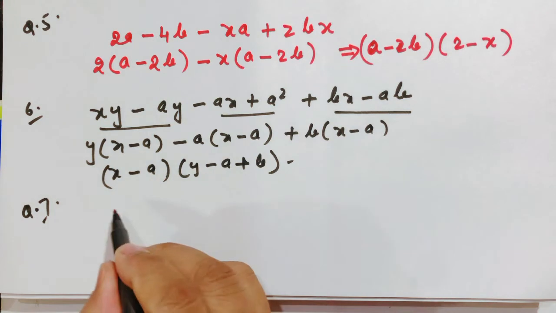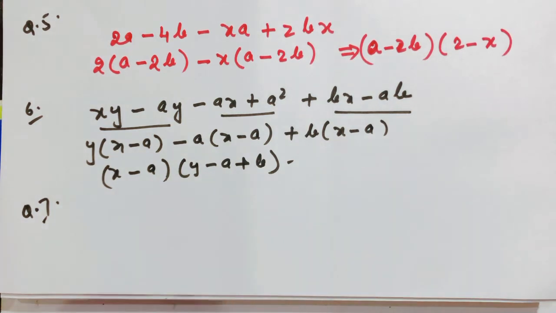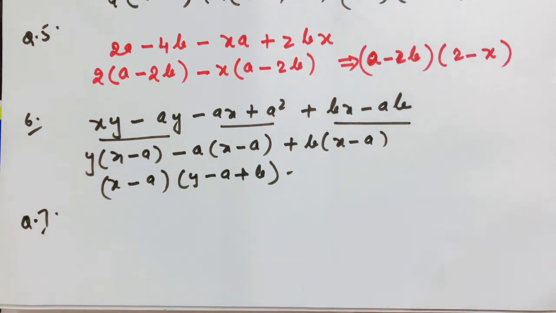Factorize what, brother, 3. Okay, they have now again, see the level increased. Here what they have given you, they have given you higher powers.